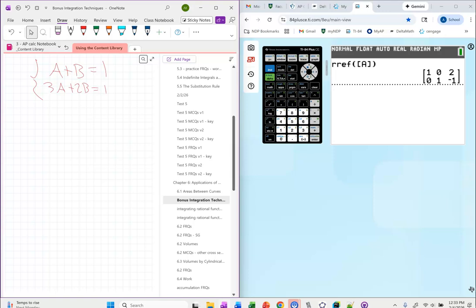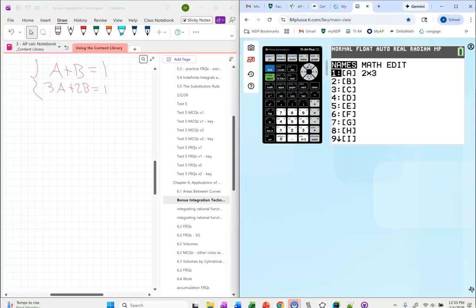So to enter this into a matrix, I'm going to press second, and then the matrix button on my calculator. To enter data into a matrix, I'm going to go over to the Edit tab. Now, the first thing I have to do is tell the calculator the dimension of my matrix. So dimension is always number of rows, that's left and right, by the number of columns, that's up and down. So I have 2 equations, so it's 2 rows, and I have 3 columns. I have a column for A's, a column for B's, and a column for the solution.